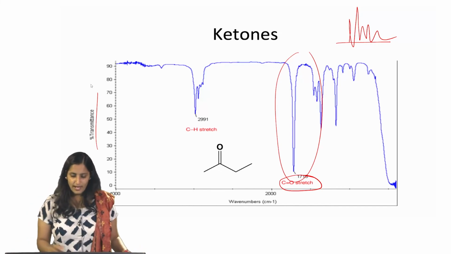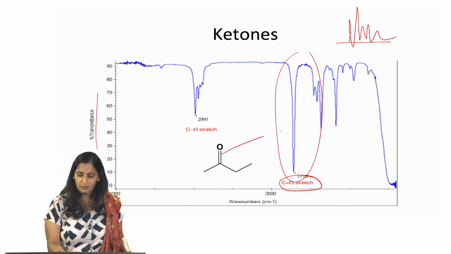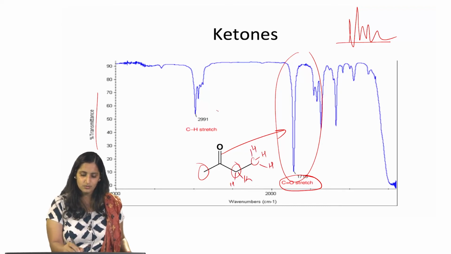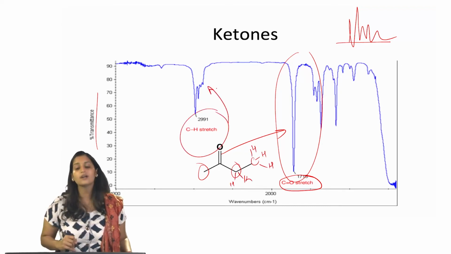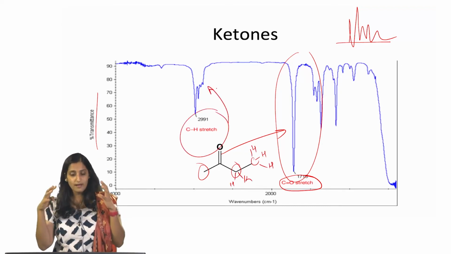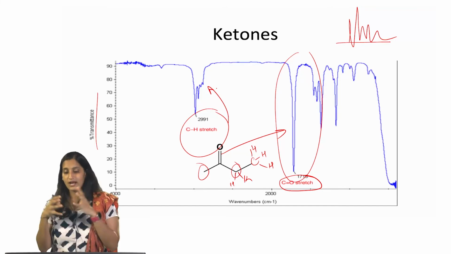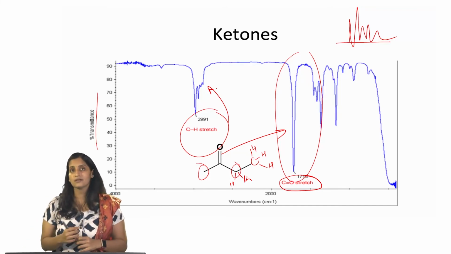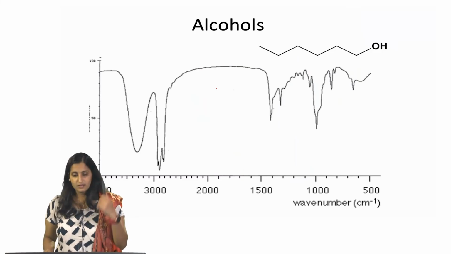Okay. What do I have? In 2-butanone, I have a C double bond O, so I have that peak here. I also have all of these CH peaks, which are going to result in a CH stretch around 3000. I do not have an OH or NH, and all of that can be seen from this particular graph. Let us go to alcohol.